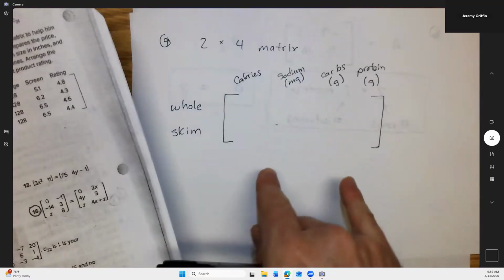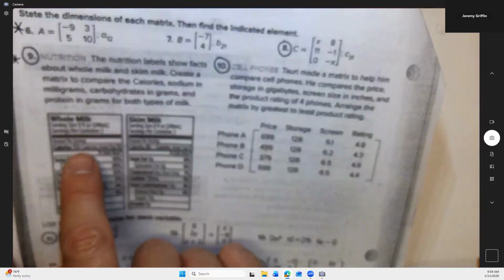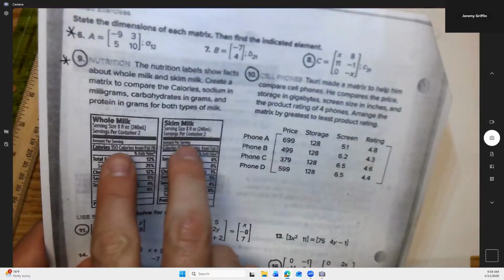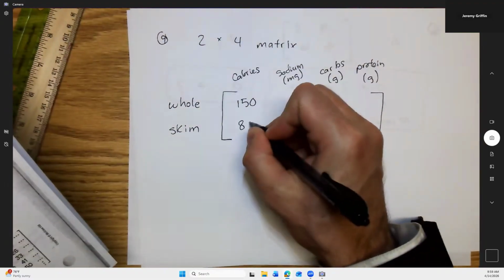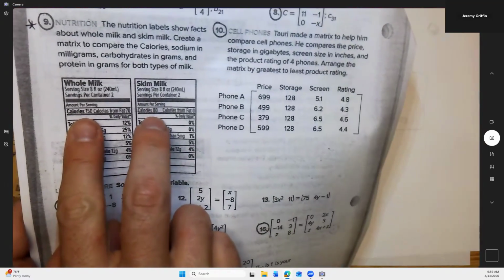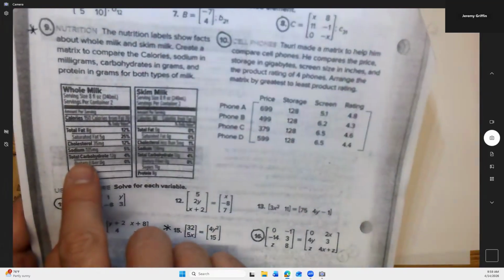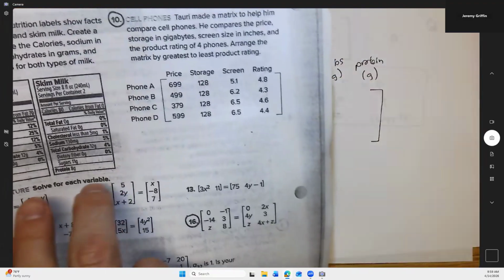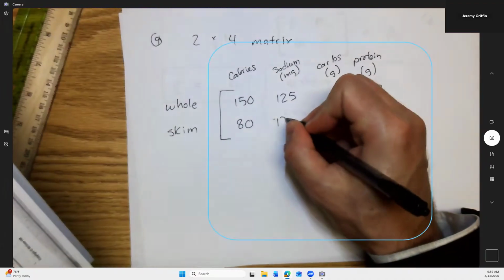All we're going to do is take the information off these labels and turn it into a matrix. Let's start with whole. Whole milk has 150 calories. You guys tell me, how many calories does the skim milk have? 80. Yeah, that's right. Okay, sodium. Whole milk, I'm looking at 125 milligrams, so I'll put 125. And how about for the skim milk? 130. Interesting, it actually has a little more.